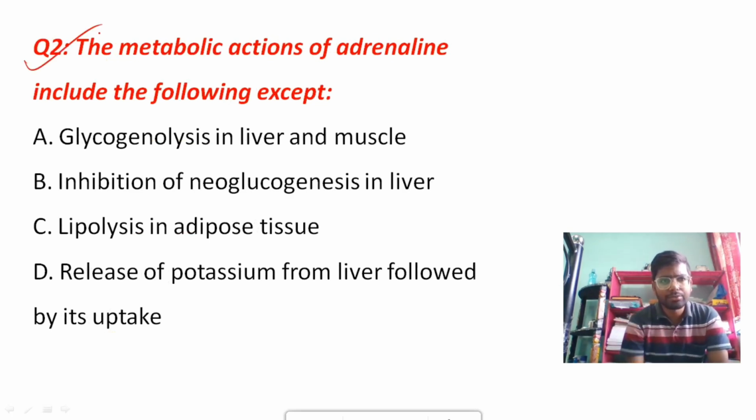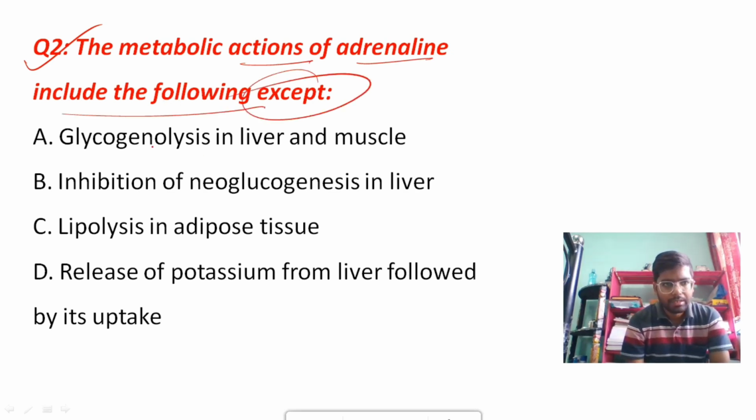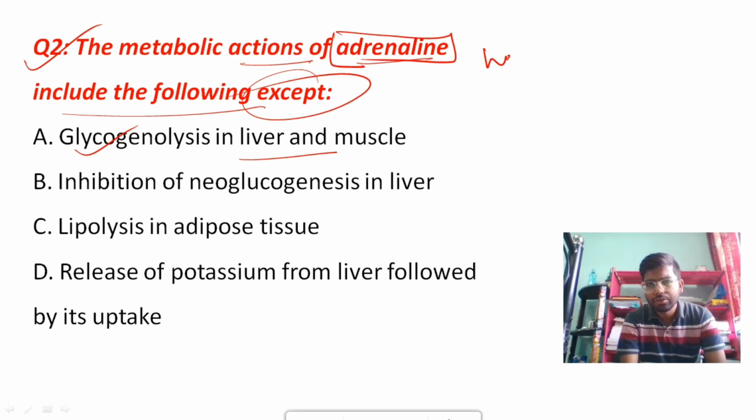Then coming to the next question: the metabolic actions of adrenaline include the following except. Options are glycogenolysis in liver and muscles. Yes, it is a metabolic action of adrenaline, because adrenaline can cause hyperglycemia.